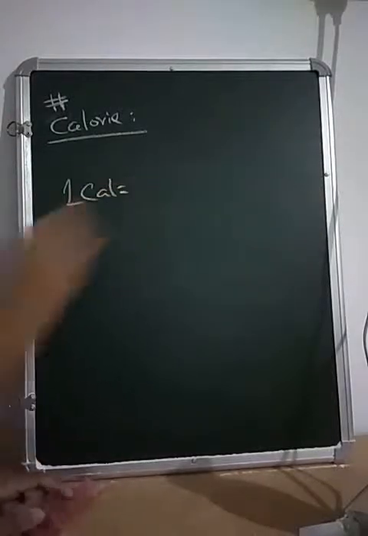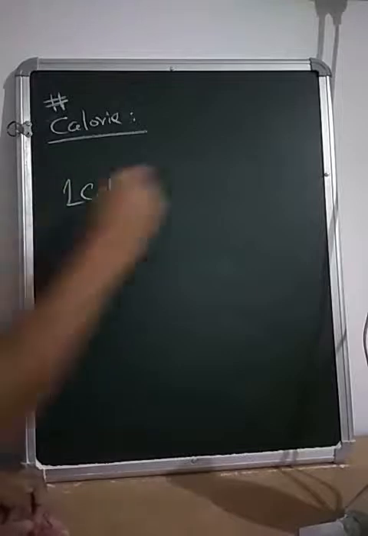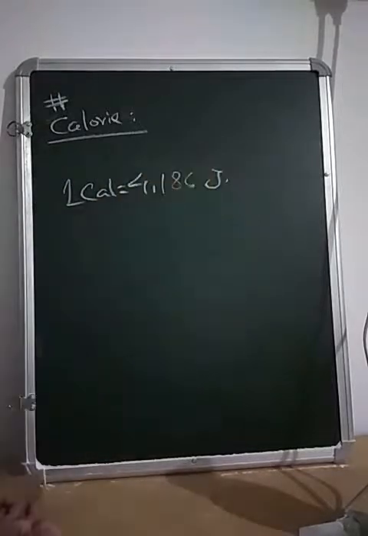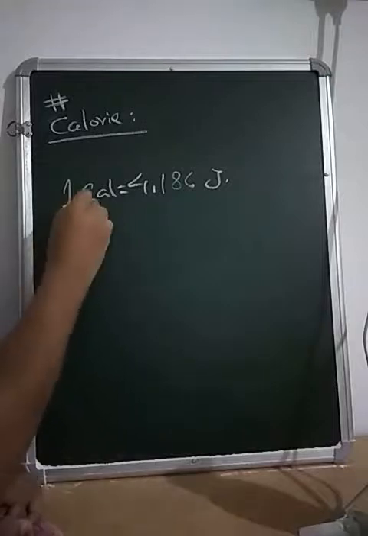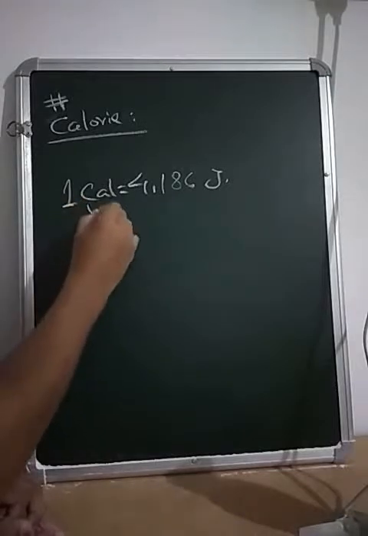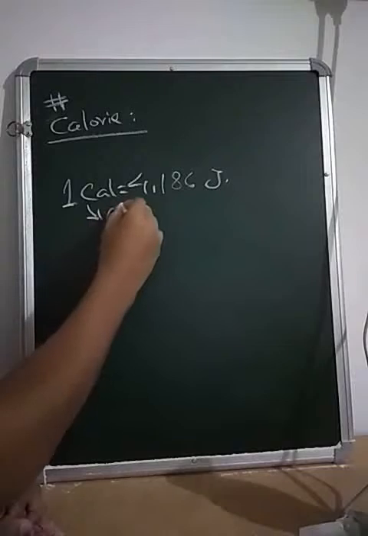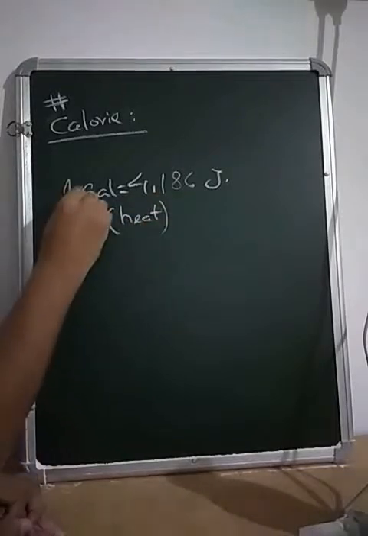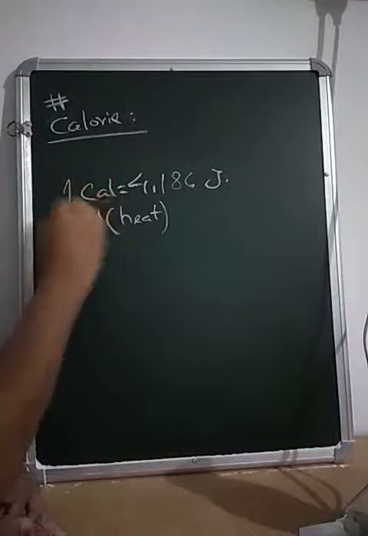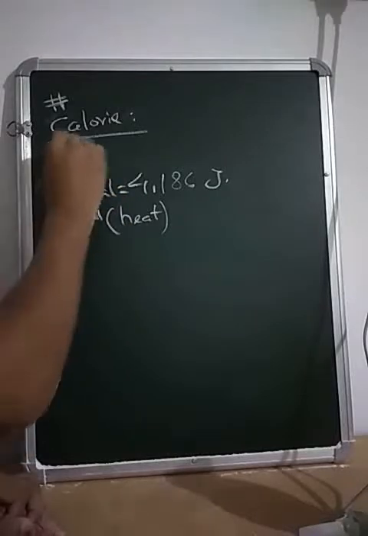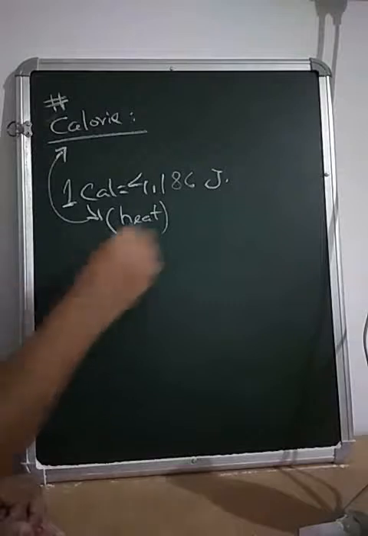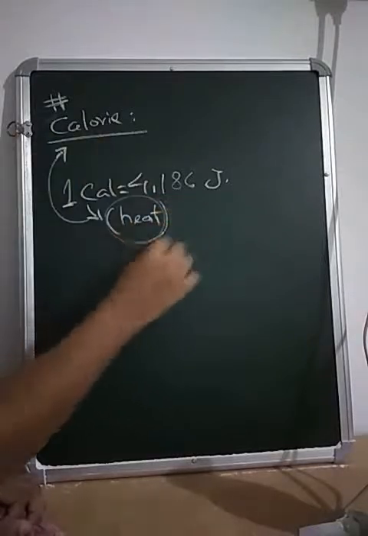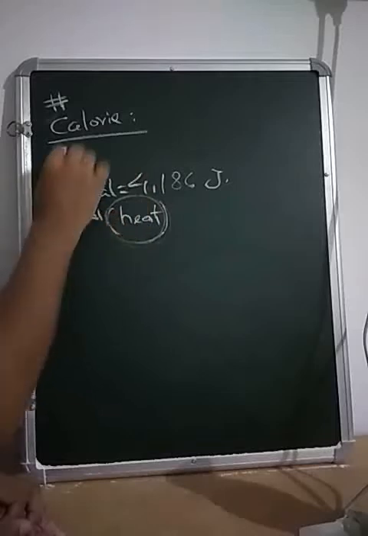1 calorie is how much? 1 calorie is 4.186 joule. Okay, so when we discuss energy in terms of heat, what term do we use? We use the term calorie. When we discuss energy in terms of heat, we use the term calorie.